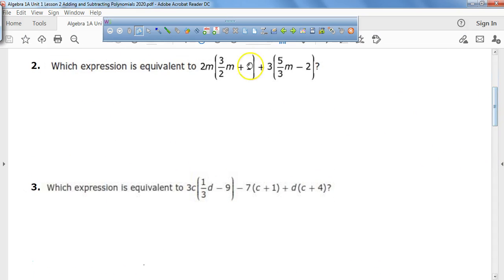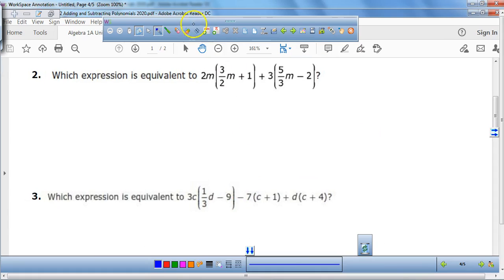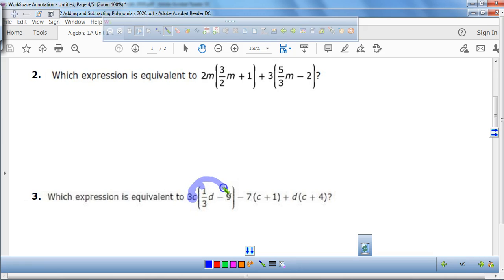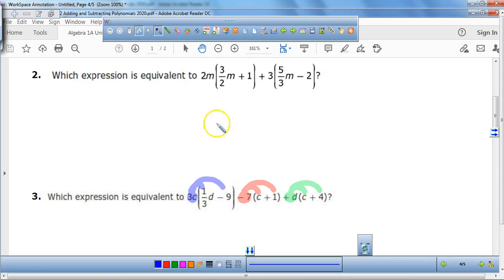Oh my goodness, we got a long expression right here. All right, so what we're going to do is we're going to do each of them different colors here. We're going to take 3c, multiply it to both those. Then we're going to take negative 7, or minus, actually it's minus 7. We're going to multiply that minus into both of those. Then we're going to take this positive d, this plus d, and multiply it into both of those. So this will not take very long.